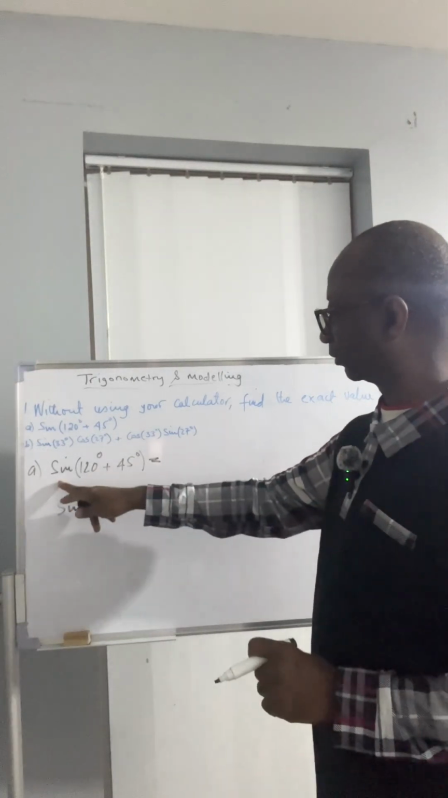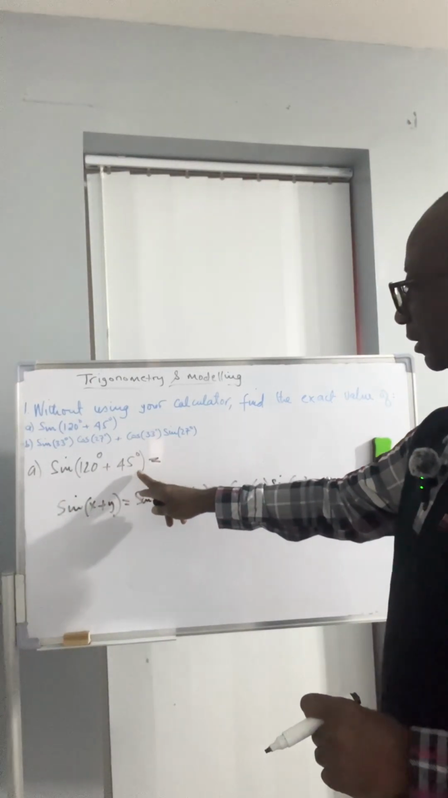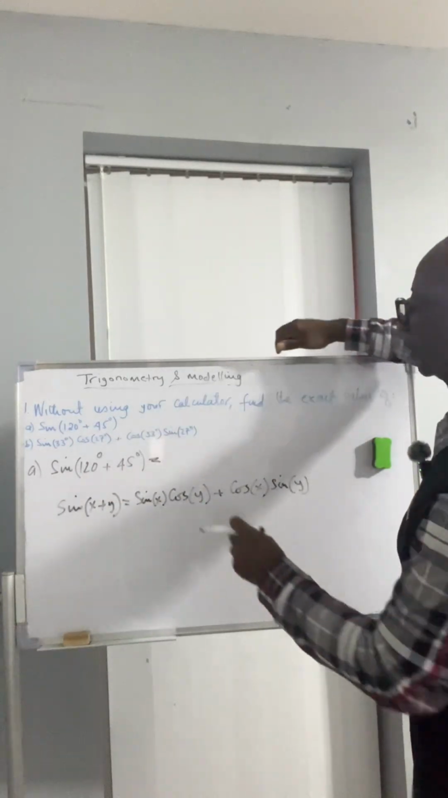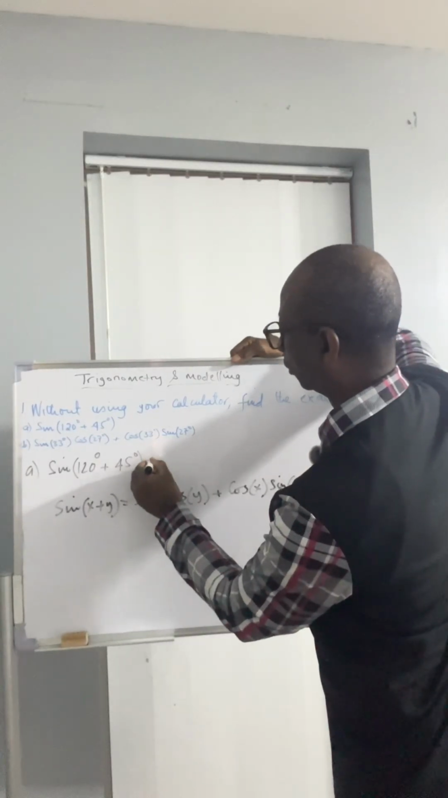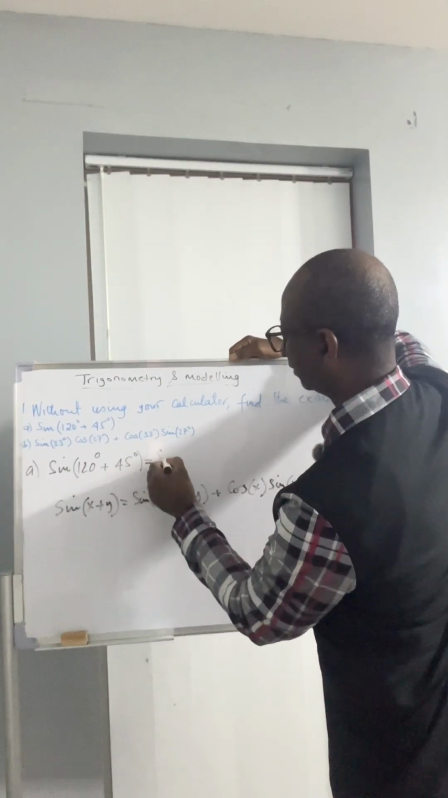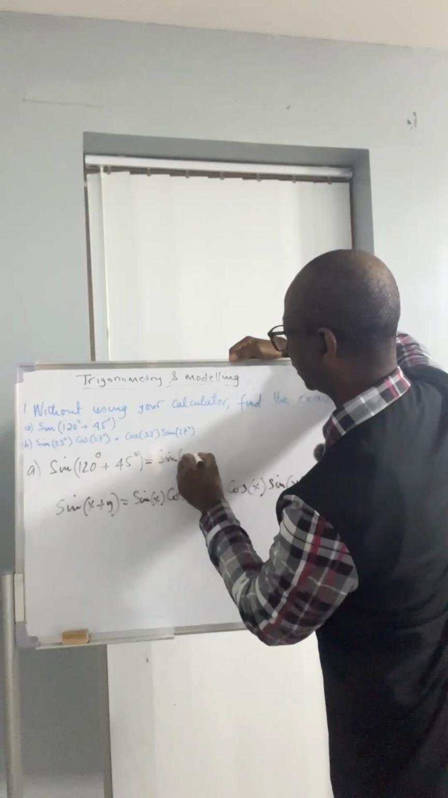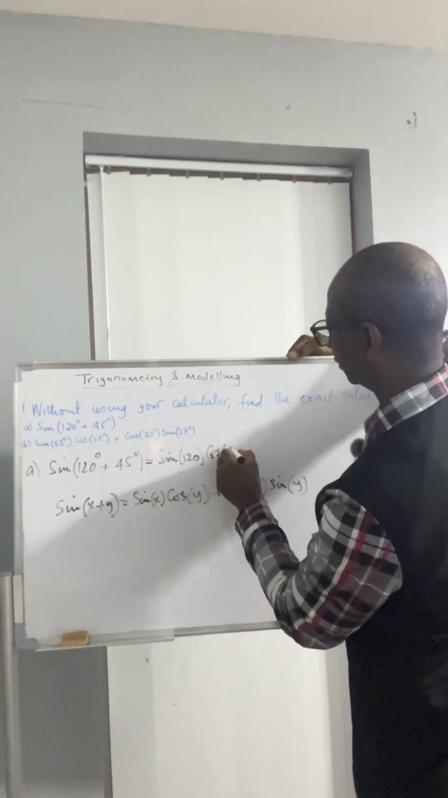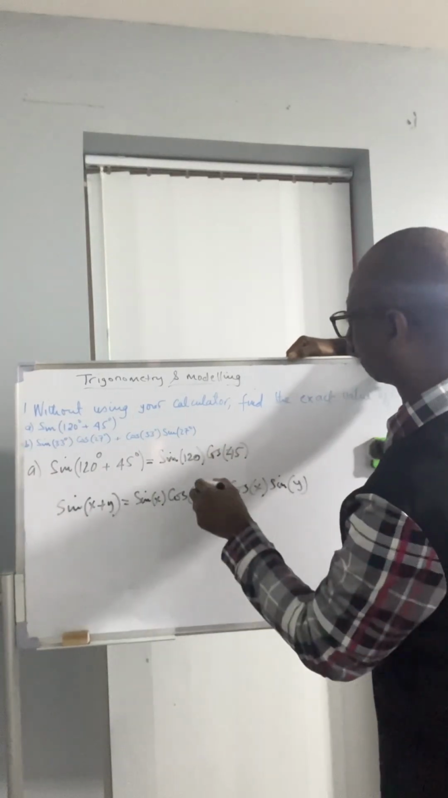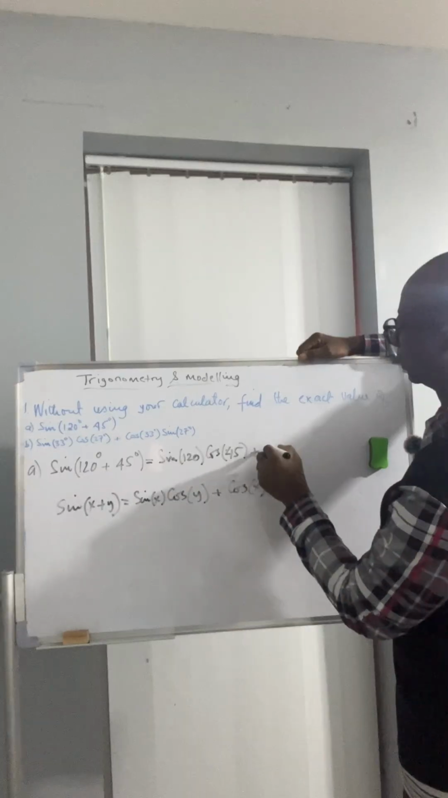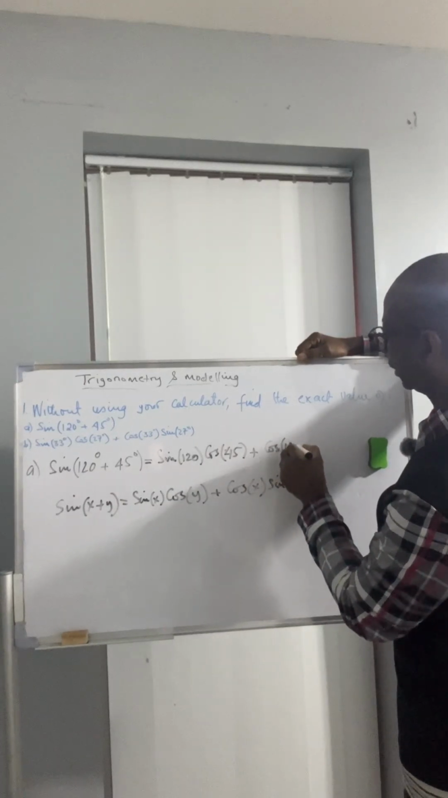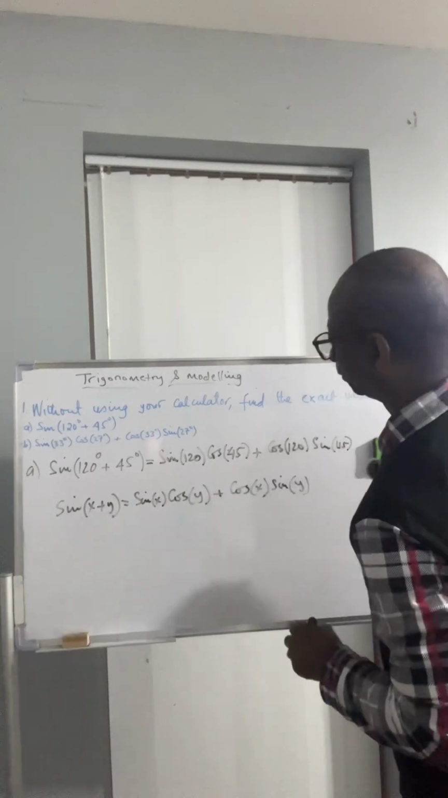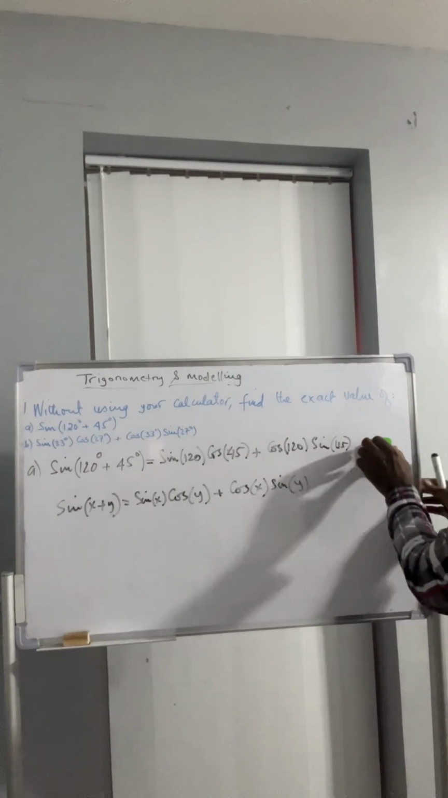So the same thing here. When you have sine of 120 degrees plus 45 degrees, this will give us the sine of 120, the cosine of 45 degrees, plus now the cosine of 120, then the sine of 45 degrees. So this is what you get.